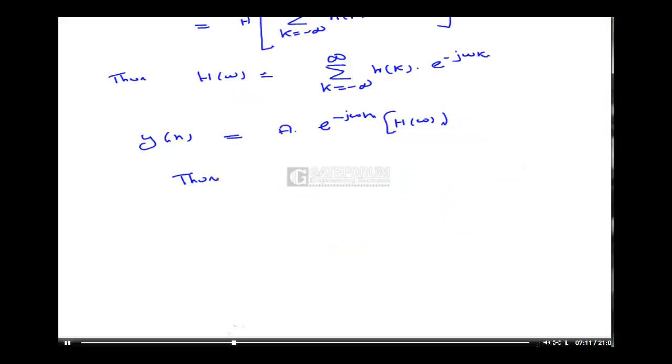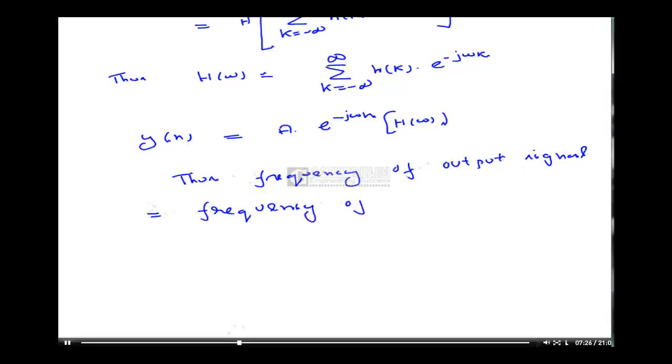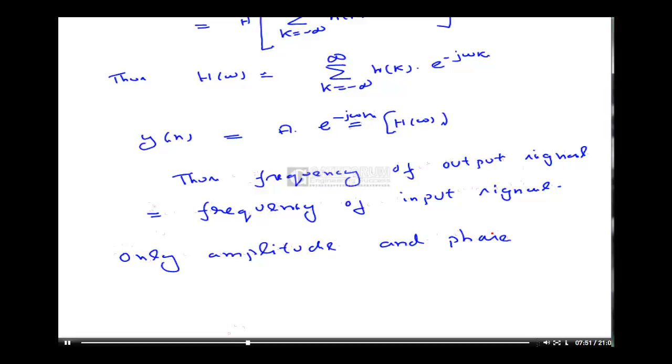Thus frequency of output signal is equal to frequency of input signal. We have seen that there is no change in the input and output frequency because the omega term is still the same omega. There is no subtraction, no addition, no multiplication to this omega. Only amplitude and phase change. This amplitude and phase change is due to the characteristics of the system.